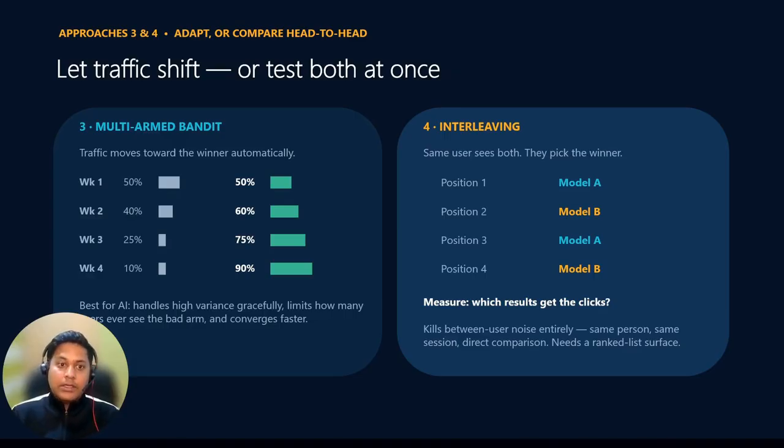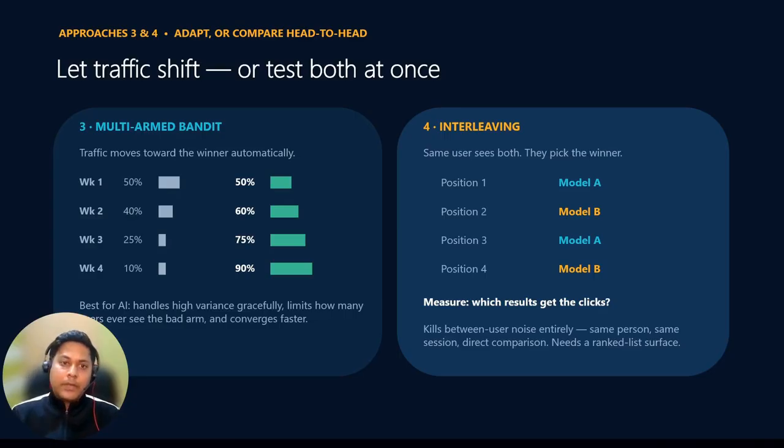Okay. So why is this especially good for AI? Three reasons. It handles high variance gracefully because it's built to make decisions under uncertainty rather than assuming a fixed effect. It minimizes how many users ever get exposed to the worse arm, which really matters when worse might mean a bad AI answer to a real customer. And it converges faster than a fixed split.